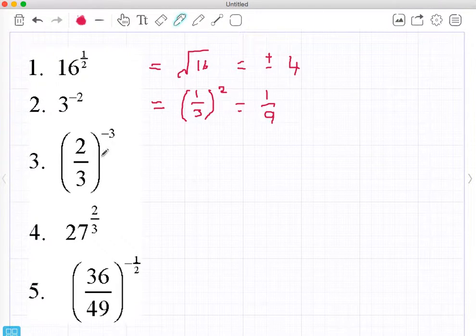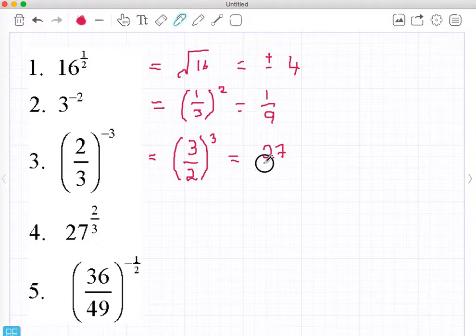Okay, what do I do here? Well, I've got a minus, so the first step is let's flip the fraction around. So it becomes 3 over 2, all to the power of 3. So there the minus is gone. 3 cubed is 3 times 3 times 3. And 2 cubed is 2 times 2 times 2. So there we are. We've done that one, quite a complicated one there.